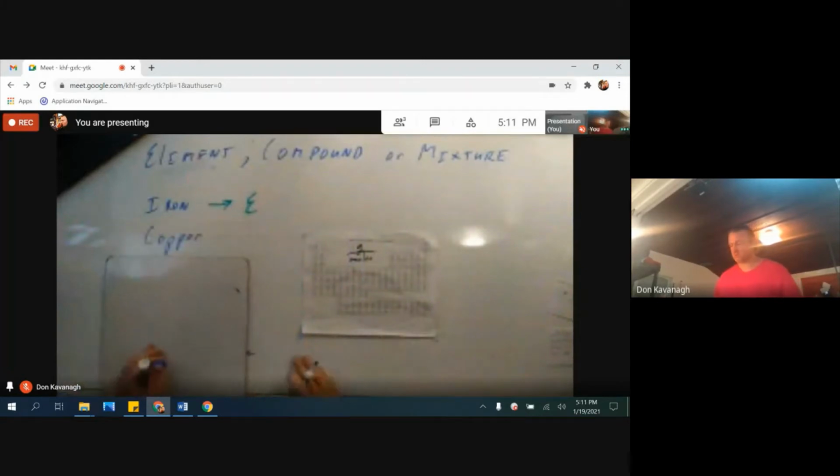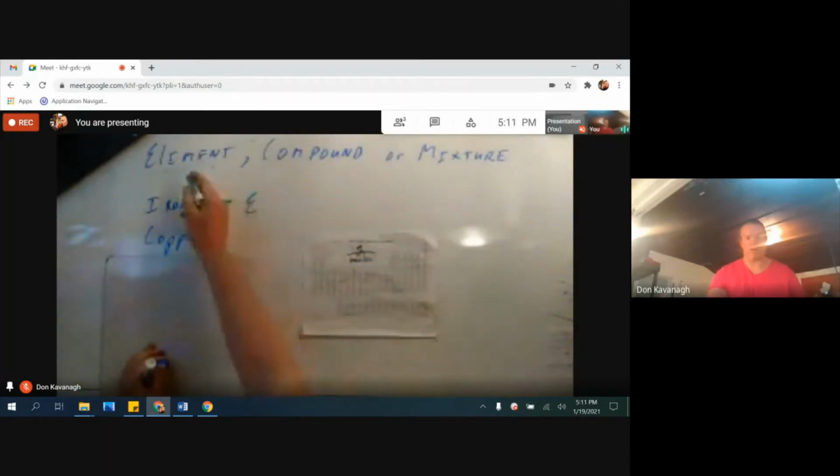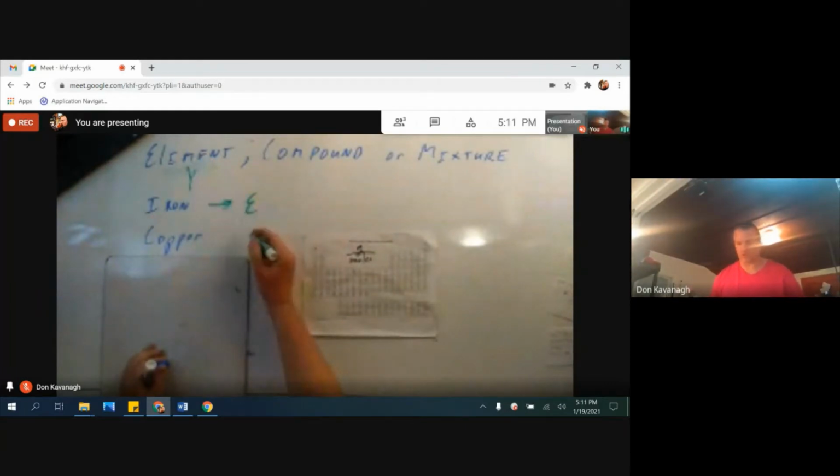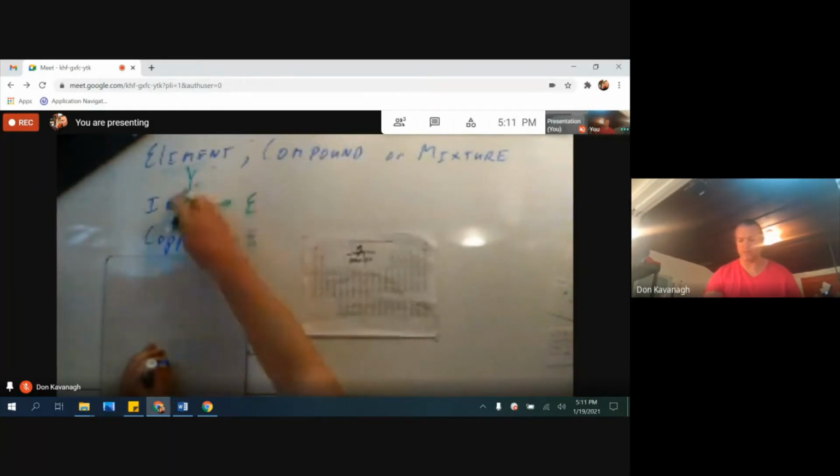Copper. Can we find it on the periodic table? Yes. Also just a dead end right there. We don't need to move on because we got a yes answer. Copper is an element.